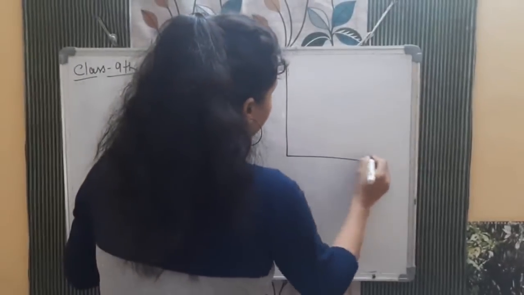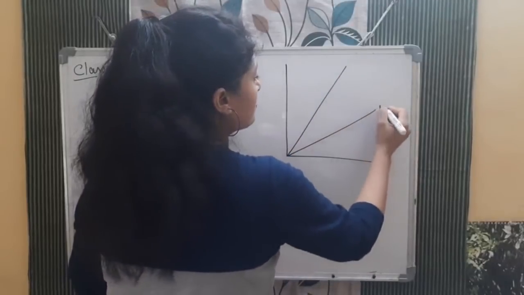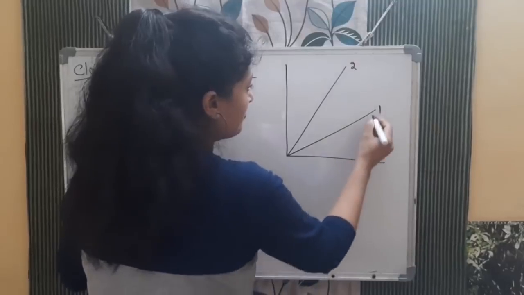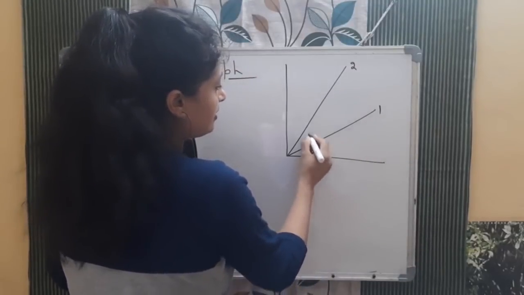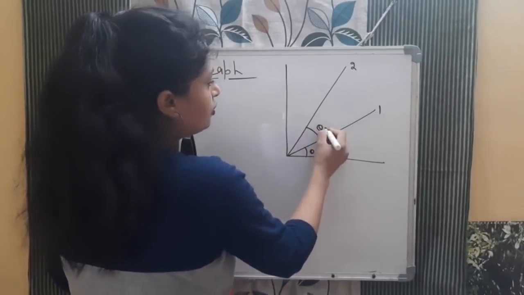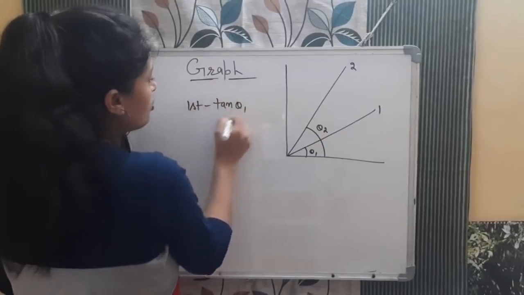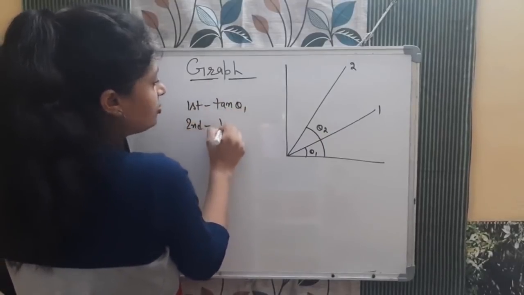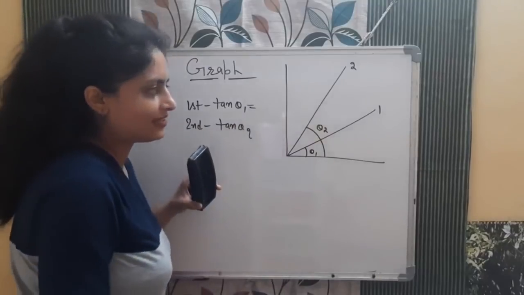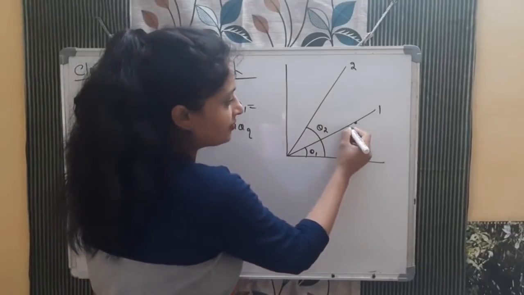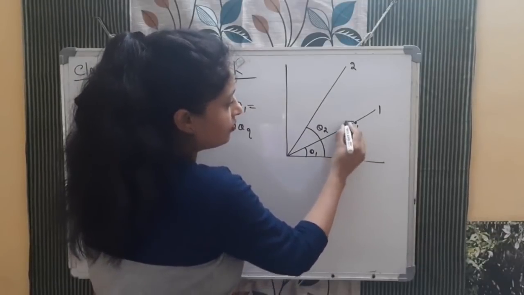See, so one is this, one is this. This is the first case, this is the second case. If I ask you, for example this is theta 1, this angle is theta 2. So the slope of the first part will be tangent theta 1. Okay, the slope of the second part will be tangent theta 2. Or we can say in the same way y2 minus y1 by x2 minus x1. Take any 2 points here. Draw on the x-axis. Draw on the y-axis.